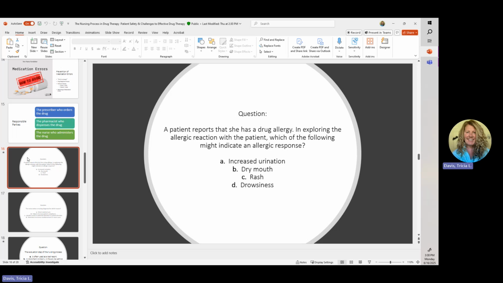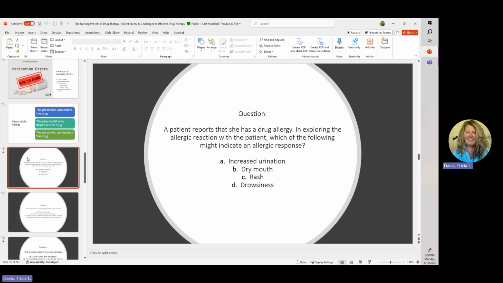Another thing I want you guys to think about, and this is important, you definitely need to know this for your exam: you're going to see a lot of patients that'll say, oh, I can't take that medication. I have an allergic reaction to that. Okay, we want to know what that reaction is, right? That should be our first question.